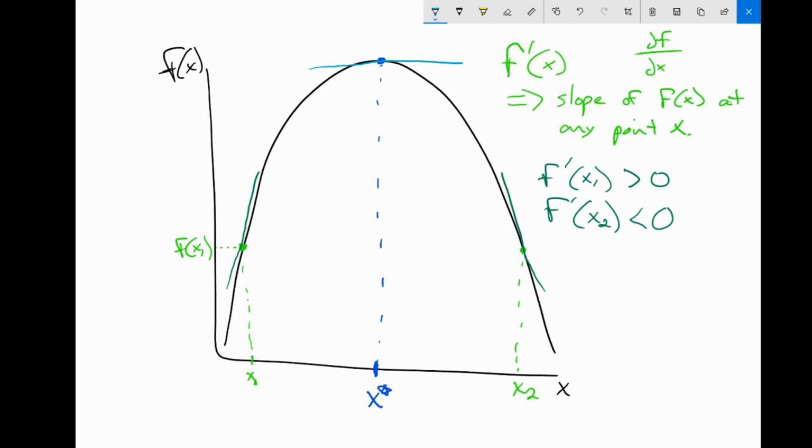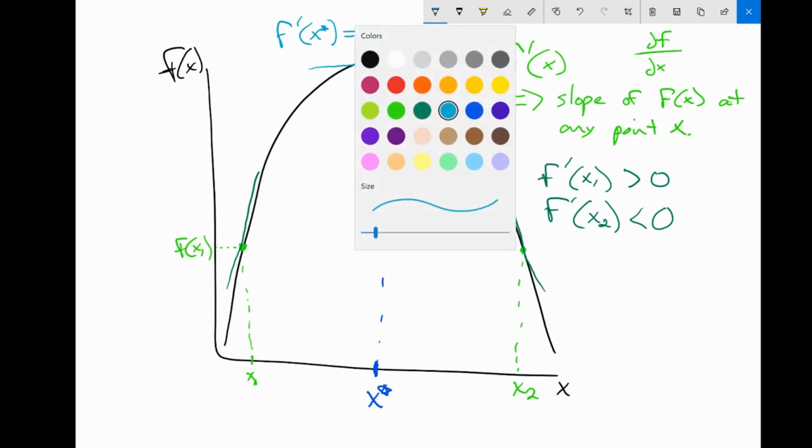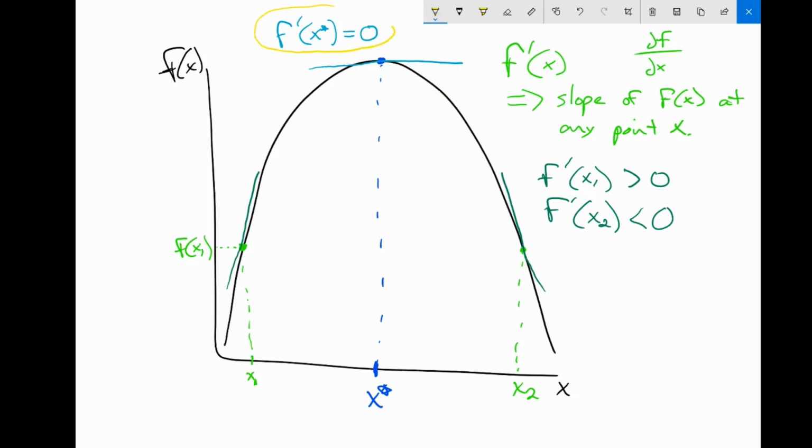What does that mean? That means that the derivative of f of x at x star is equal to 0. All right, the slope is 0 means the derivative at x star is 0. All right, if we keep moving beyond it, the slope starts to become negative. This is an incredibly important observation right here. The function has a maximum when the derivative equals 0. We can take advantage of that as a tool to help us figure out what x star is.